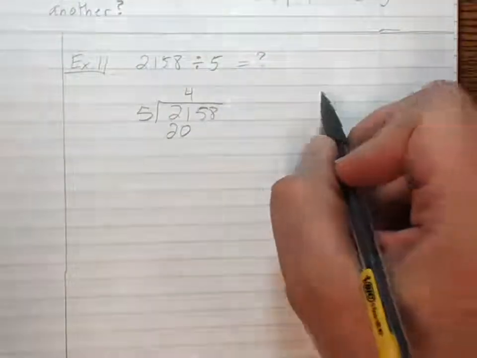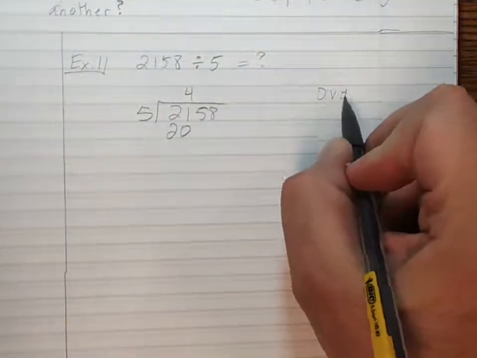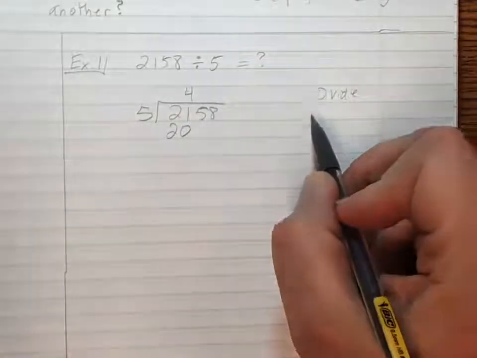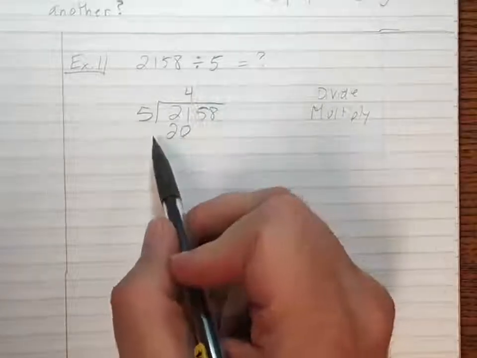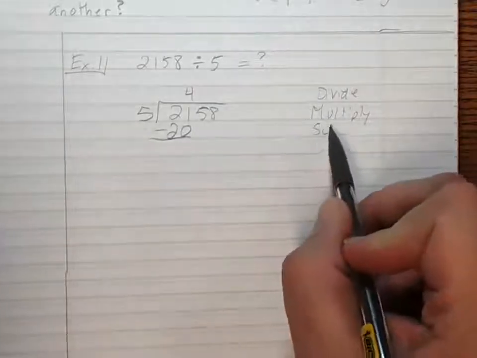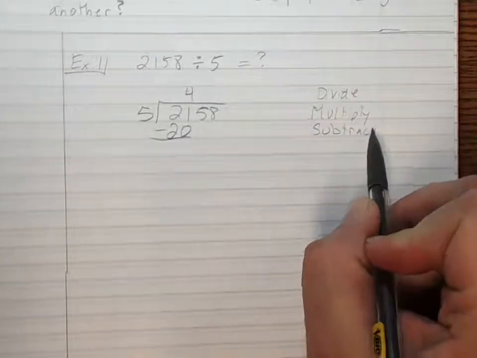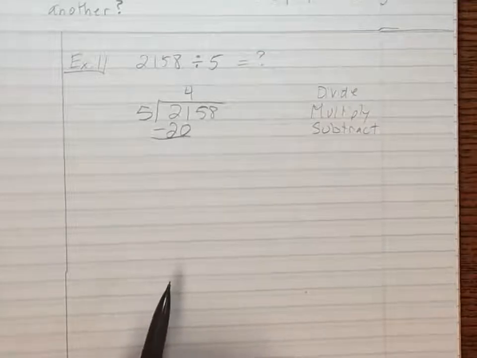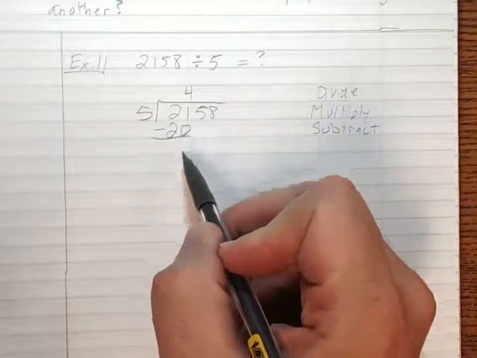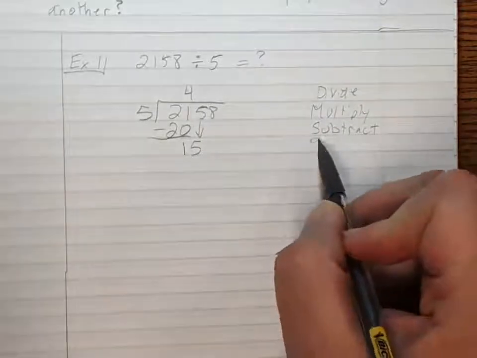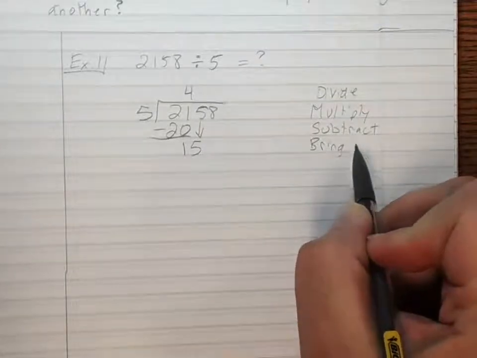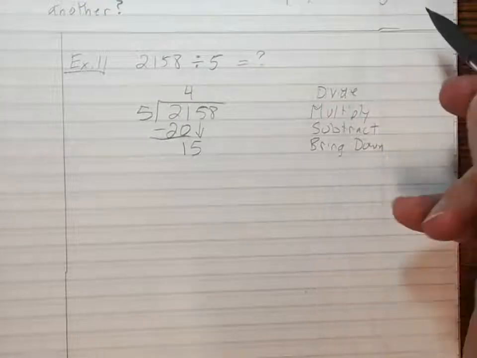So the first thing I did was divide. Then the second thing I did was multiply. Good. Then I subtract. Don't mind the bell. That just means lunch is done. 21 minus 20 is just 1. And then we'll bring down the 5. So then that's the next step. Bring down. And we go through the whole process again.